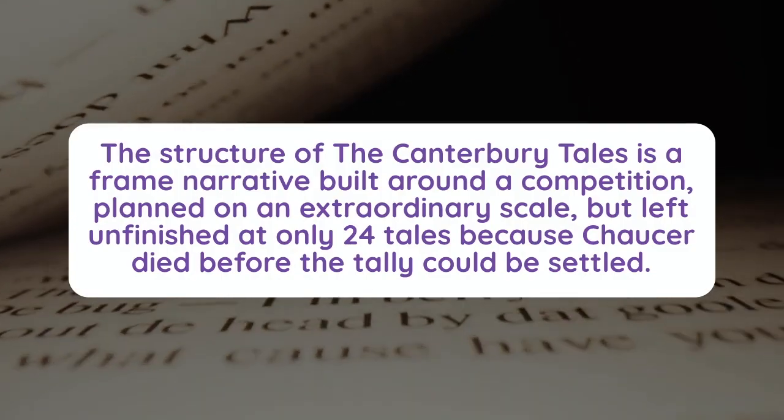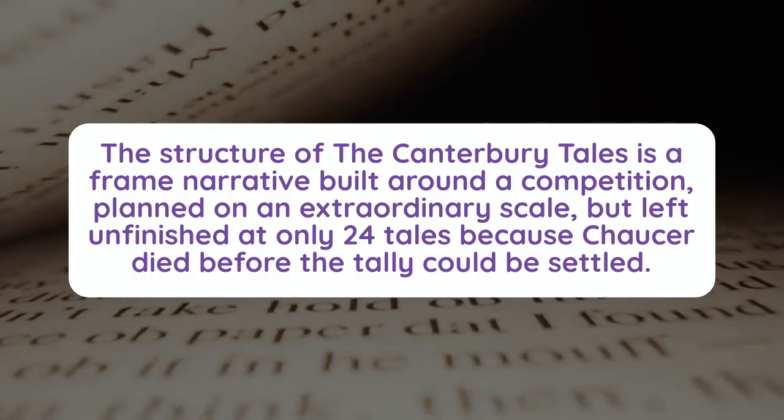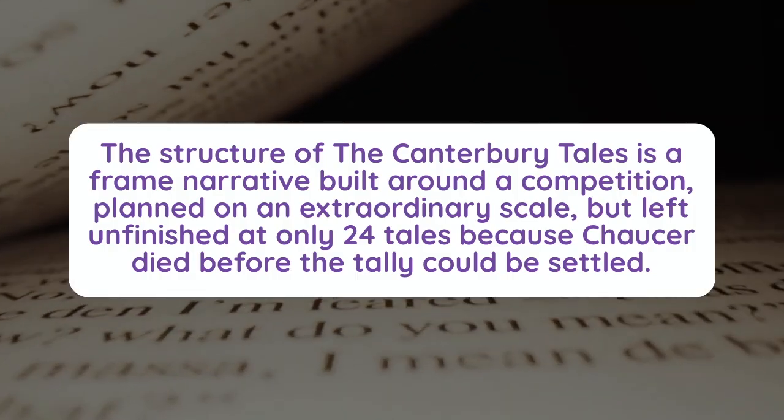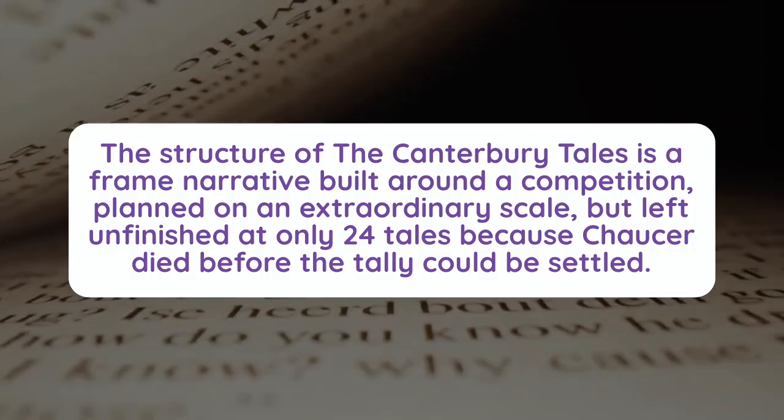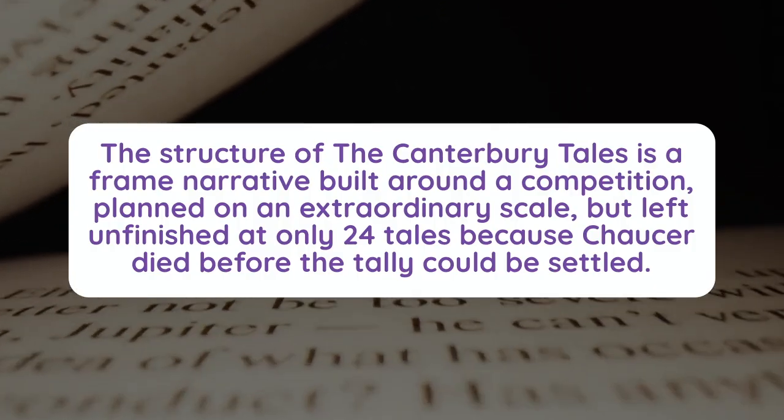So, to sum up, the structure of the Canterbury Tales is a frame narrative built around a competition, planned on an extraordinary scale, but left unfinished at only 24 tales, because Chaucer died before the tally could be settled.